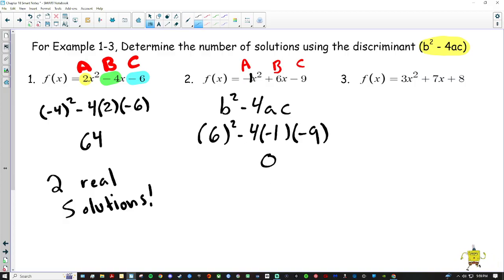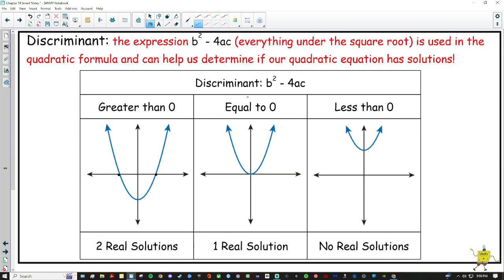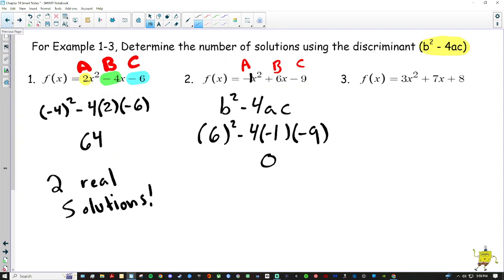I'm going to go check. When it is equal to 0, that means I have 1 real solution. I am only hitting right here. So this quadratic will only have 1 real solution. 1 real solution. And I'm done.